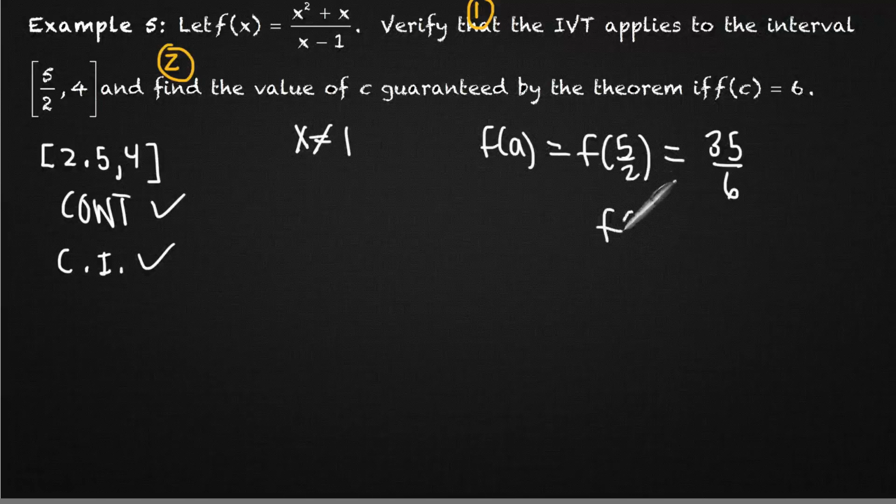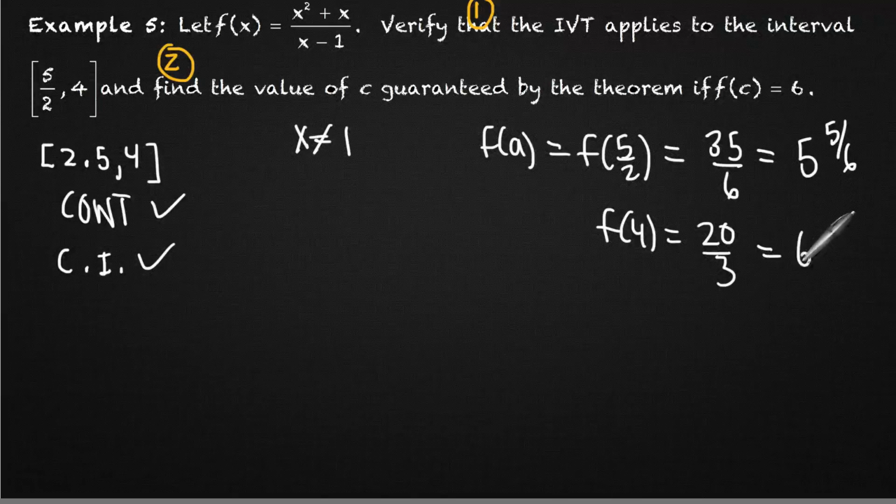And then when you plug in 4, you're going to get 20 over 3. Now this ends up giving you 5 and 5/6, and this ends up giving you 6 and 2/3. So what do we see? We see that f of a is 5 and 5/6, f of b is 6 and 2/3. There must be a time between 2.5 and 4 where the function goes through the y value of 6 because it's a continuous function. It's got to go through 6.